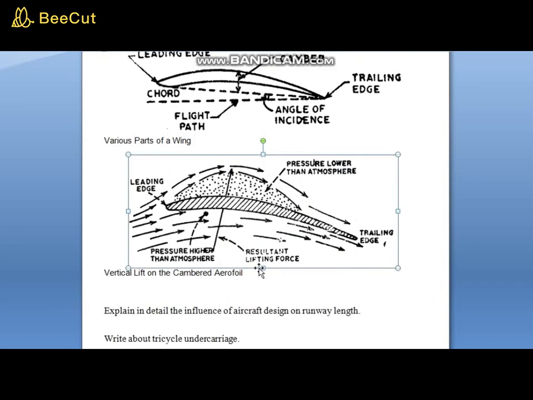Excess lift will be generated. See, air, what does it do? It creates a pressure lower than the atmosphere at the top of the wing, and the pressure below is higher than the atmosphere. So what happens? The wing tries to travel from the higher pressure area to the lower pressure area. So it gives a lift.